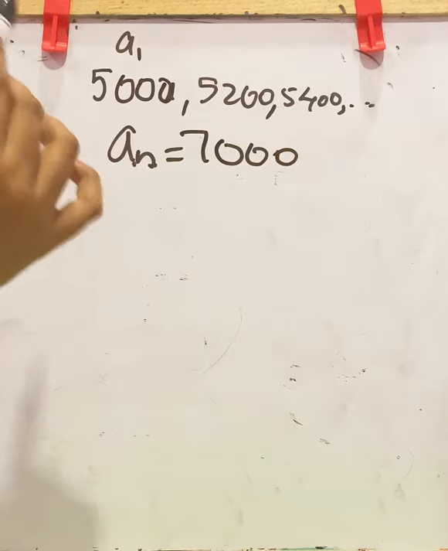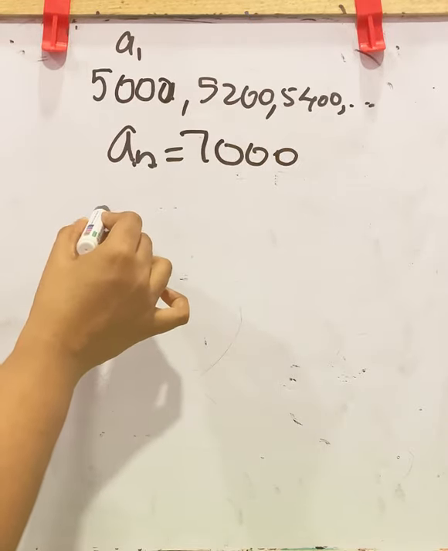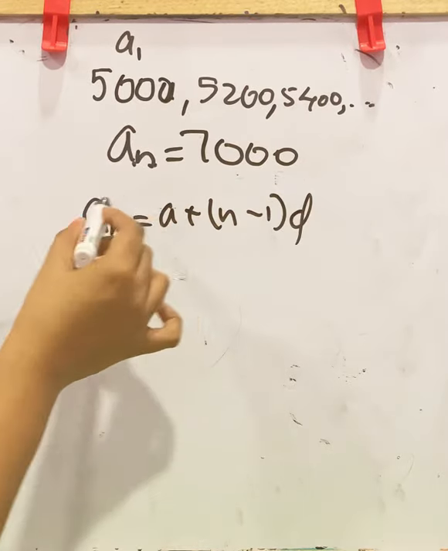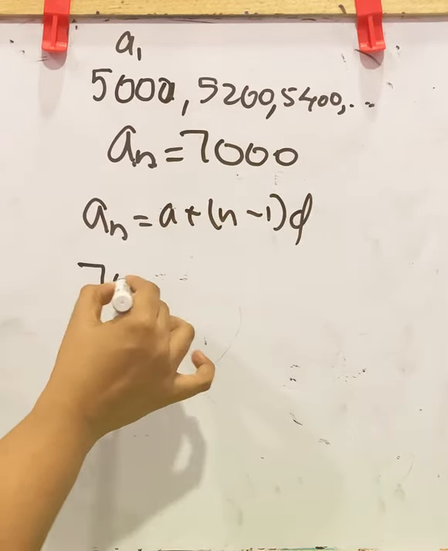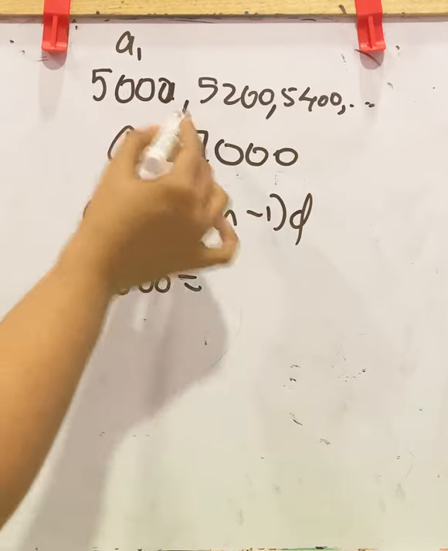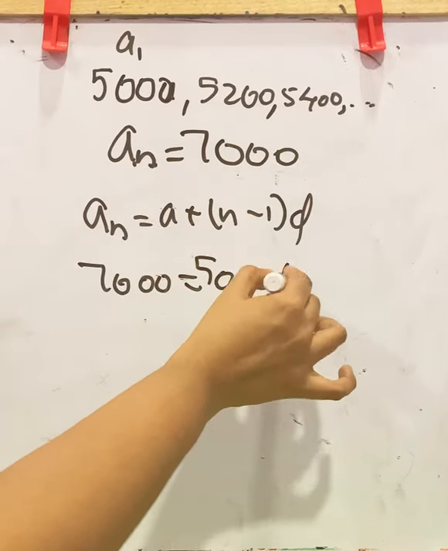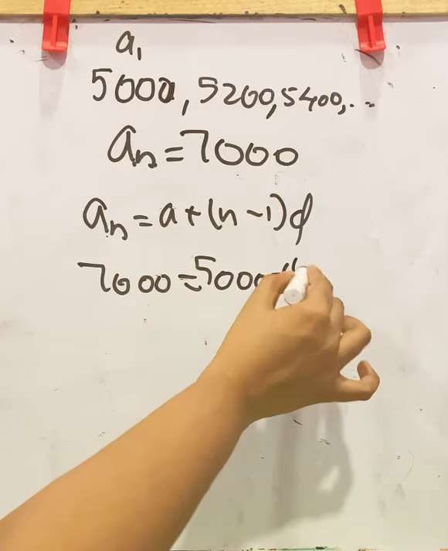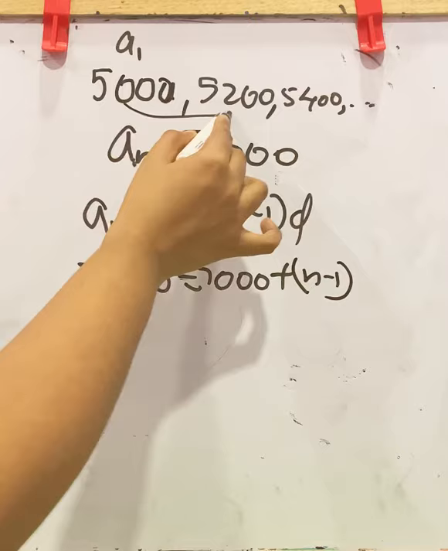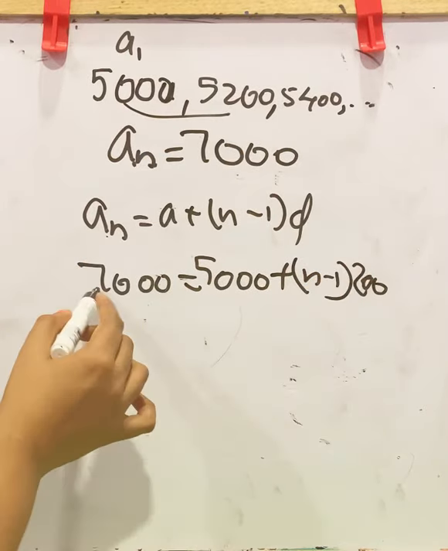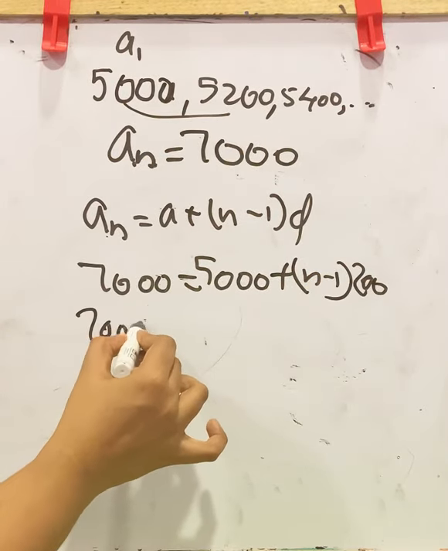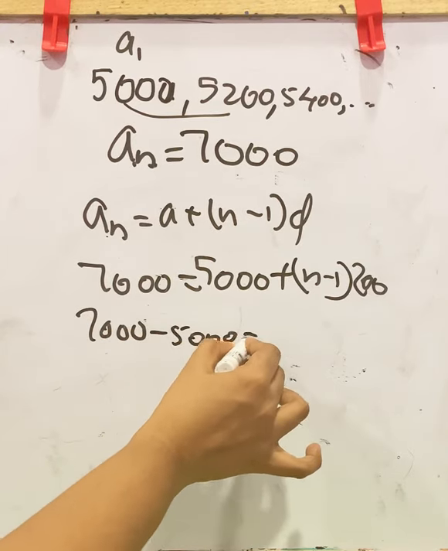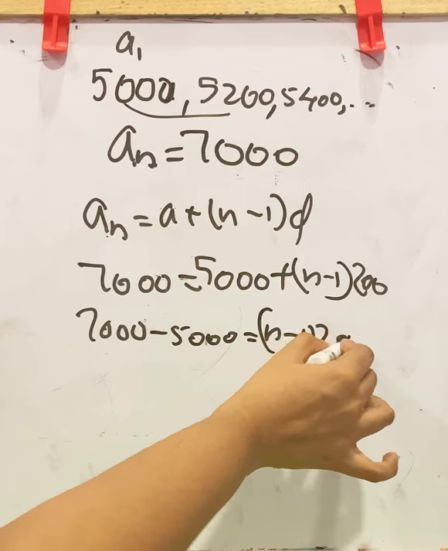That is, we have to find N. So here we will write AN equal to A plus N minus 1 into D. And here AN is 7,000, equal to the first term 5,000 plus N minus 1. Here N we don't know. So N minus 1 into D, here D is 200. Now 5,000 is taken to the side, so 7,000 minus 5,000 equal to N minus 1 into 200.